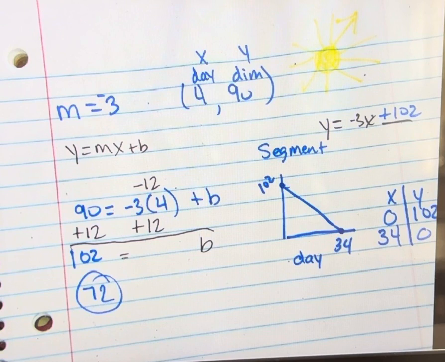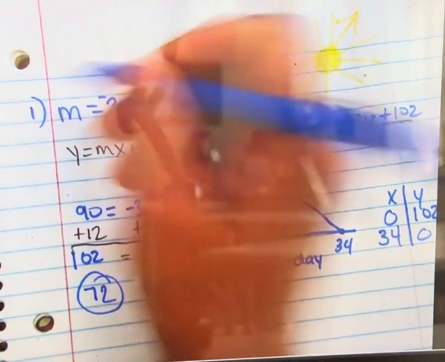So let's do one more, and then I will show you how to graph on the app real quick. So the second type of problems is when they give you a slope and a y-intercept. So look at number 2, and what is my slope?